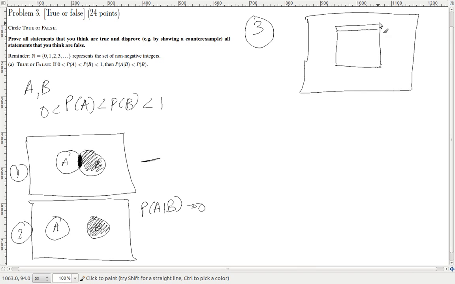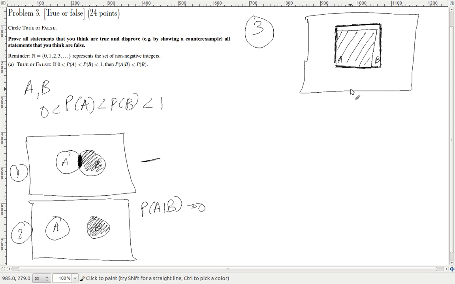So let this be B and let this be A. A is completely contained within B. So this is the boundary for B. Let's actually make that a little darker. Let's remove the last one and do that again. So now what do we see?